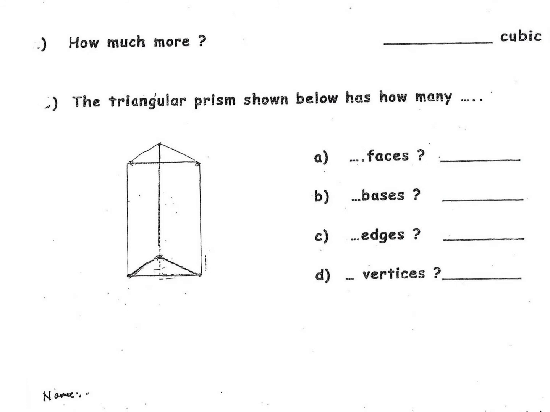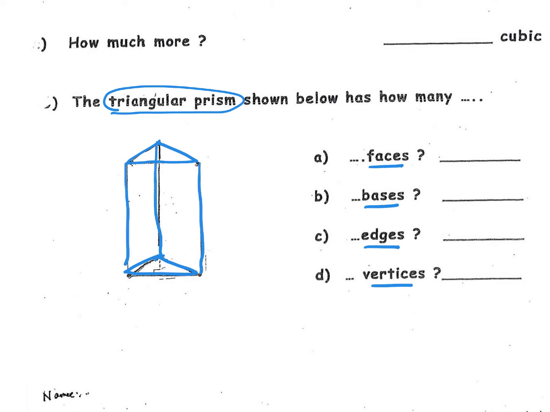At the bottom of this page, we are given a triangular prism. We are asked to find the faces, how many base faces, edges, and vertices. Well, if you take a look at the faces, we have a face on top, a face on the bottom, a face in the back, and another face on the back right, and of course the front face. There are 5 faces.